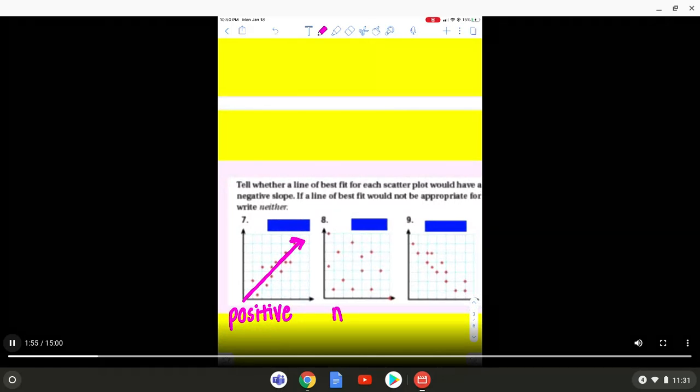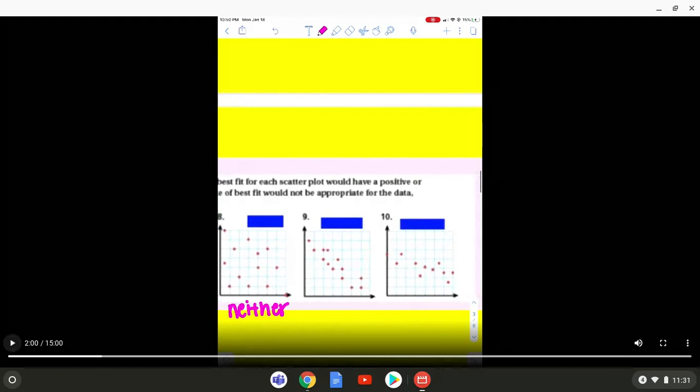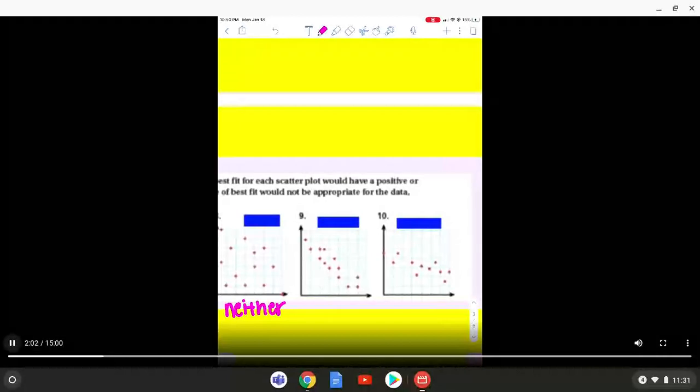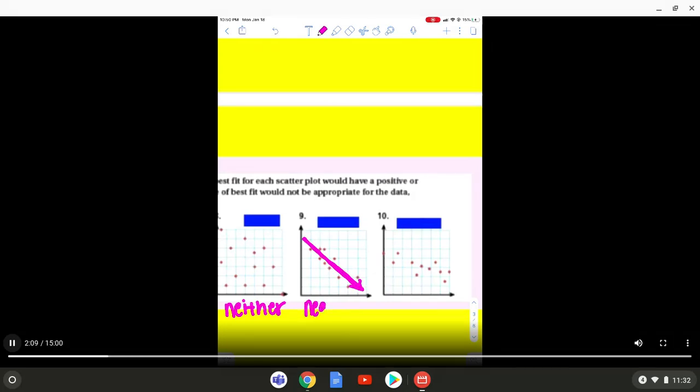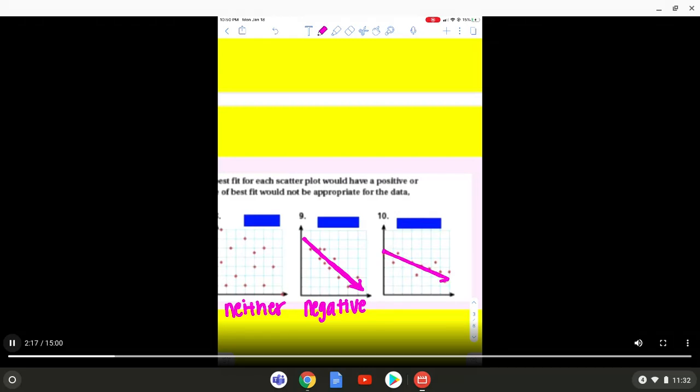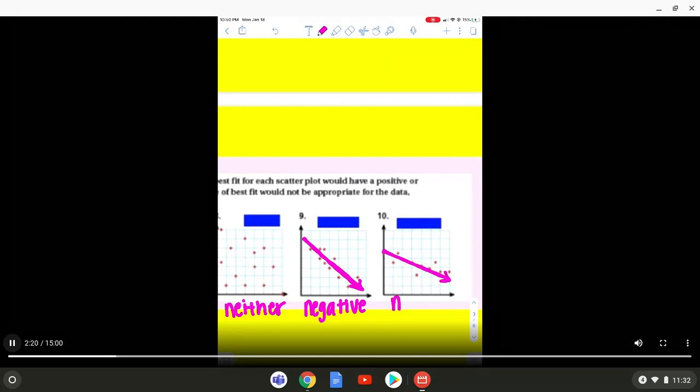On number 8, it looks just like a mess. There's not a set pattern there. So that's going to be neither because there's no correlation. Looking at number 9, our data is trending down. So that is going to be a negative slope. And number 10 is kind of hard, but it is still going to be negative because it is still kind of trending down.